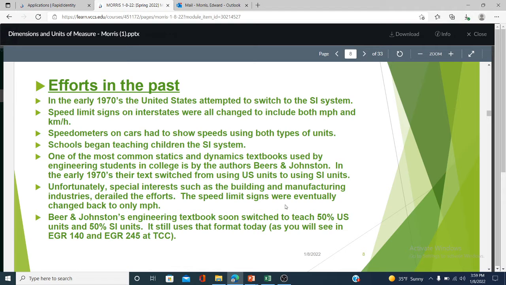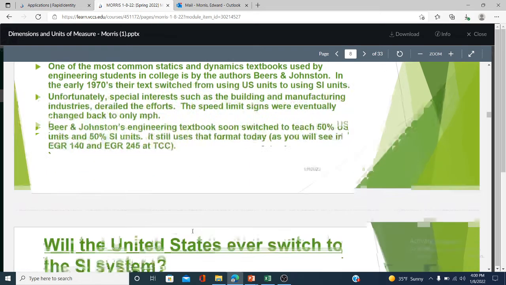But anyway, they also fully switched over to the SI system, but unfortunately, some special interest groups back in the 70s put a brick wall up with this. They were resistant to the change, so we never fully converted over to the SI system, so we use both the SI and the English system. And Beer and Johnston, again, the textbook I was talking to you about, 50% of their problems in the textbook are SI type problems, metric system, and then the other half is English. Okay.